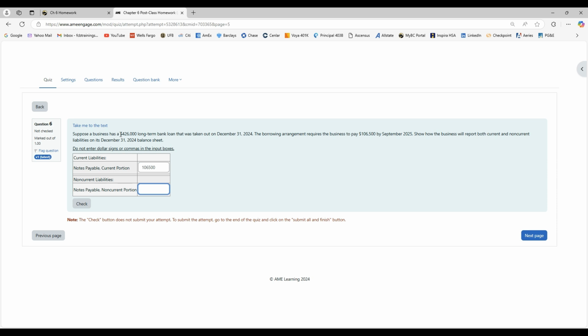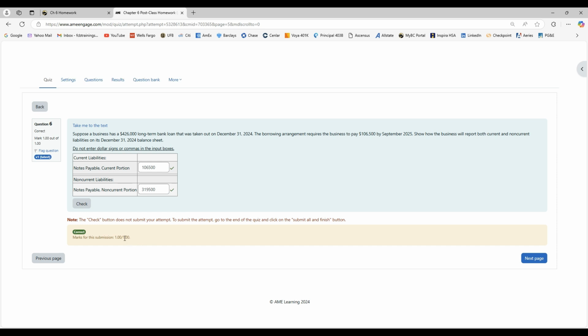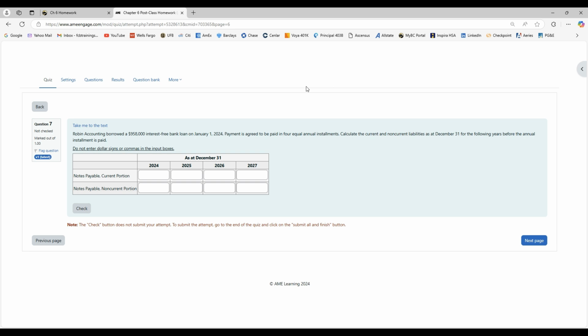And then the total amount that's outstanding is the 426,000. So all we need to do to figure out what the non-current portion is, is take the current portion away from that. So that's 319,500. Check, 100%. Pretty straightforward. So hopefully that's helpful there.